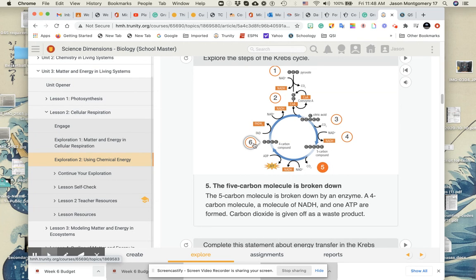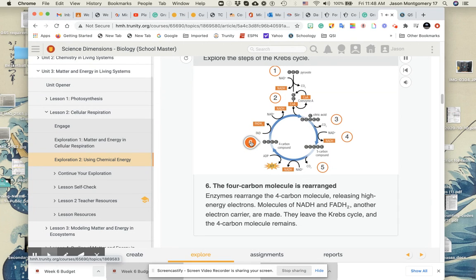And now we're back over here to the last stage of the Krebs cycle, which is step 6. The 4-carbon molecule is rearranged. Enzymes rearrange the 4-carbon molecule, releasing high-energy electrons. Molecules of NADH and FADH2, another electron carrier, are made. They leave the Krebs cycle, and the 4-carbon molecule remains. Okay, so it's really important to point out here, this 4-carbon molecule here is now going to be attaching to coenzyme A with this 2-carbon.